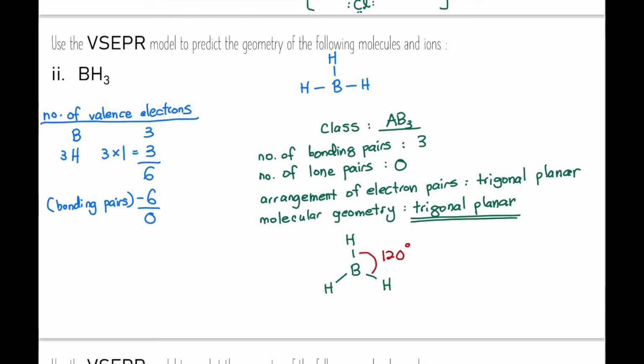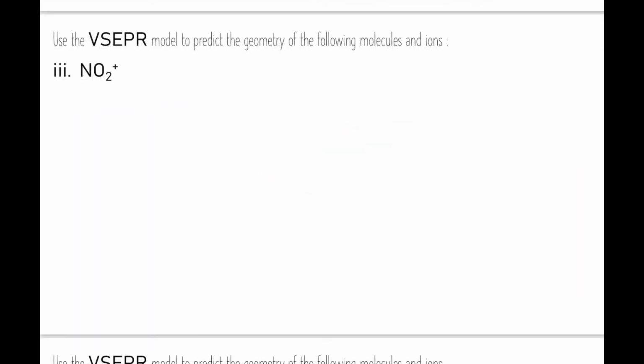So here is the answer for BH3. Now let's predict the geometry for NO2+. You may pause the video first and try it yourself.